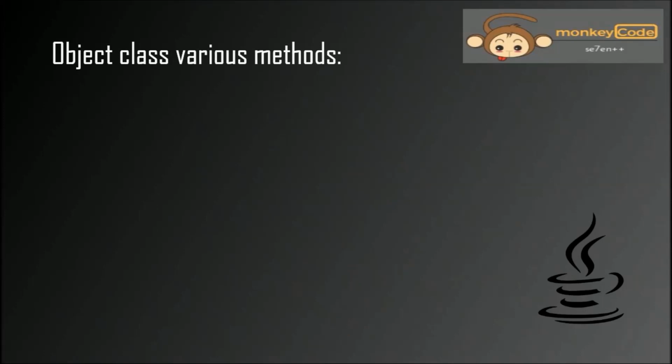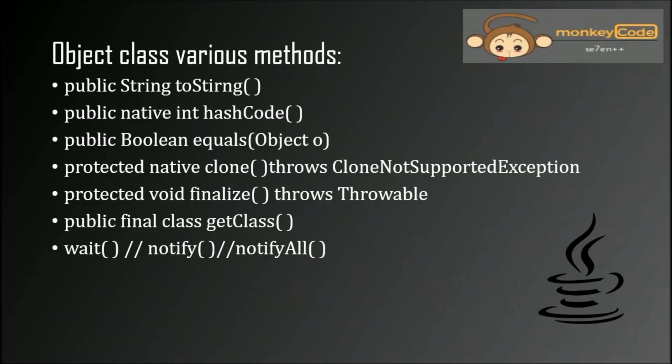We're going to see all the Object class methods. These are very important methods. These are public String toString method, that's very important. Then public native hashCode, public boolean equals, native clone. Clone is, I think, a new word for you, but it is used for cloning the object. This is very useful when we are giving our source code for testing purposes, so that it will not affect our original object. So we are cloning that. It is very important.